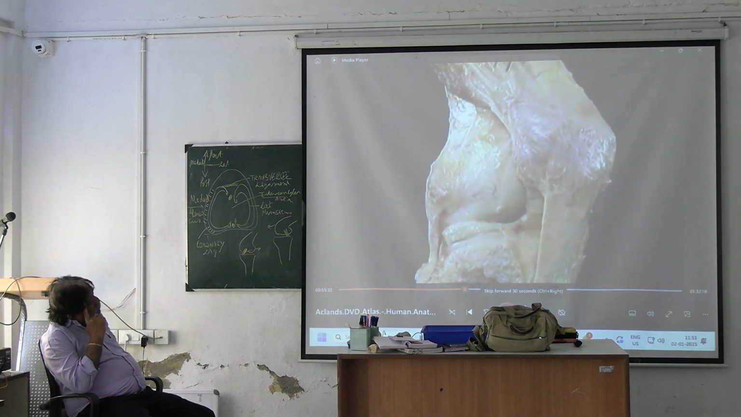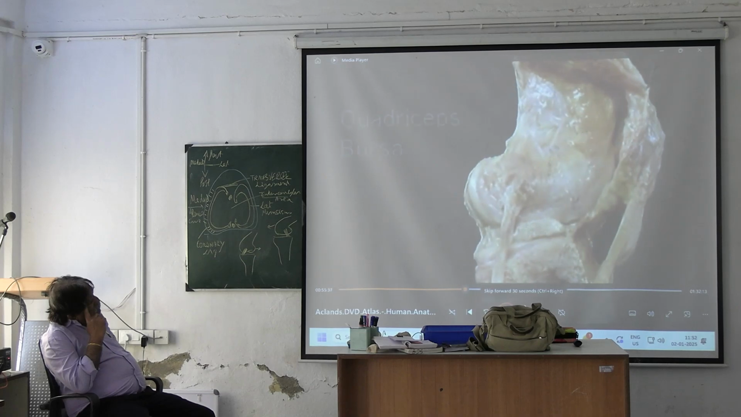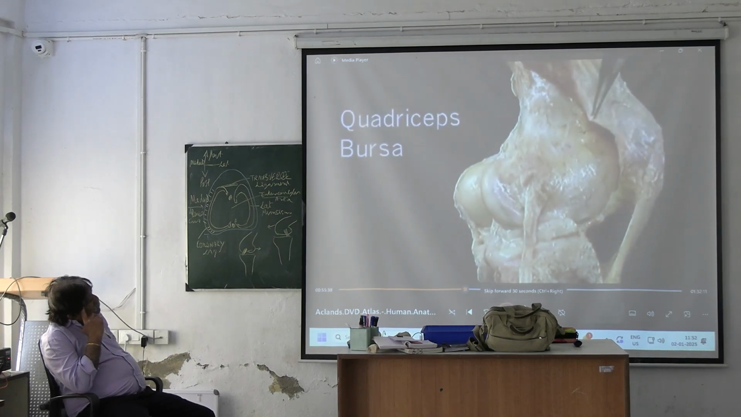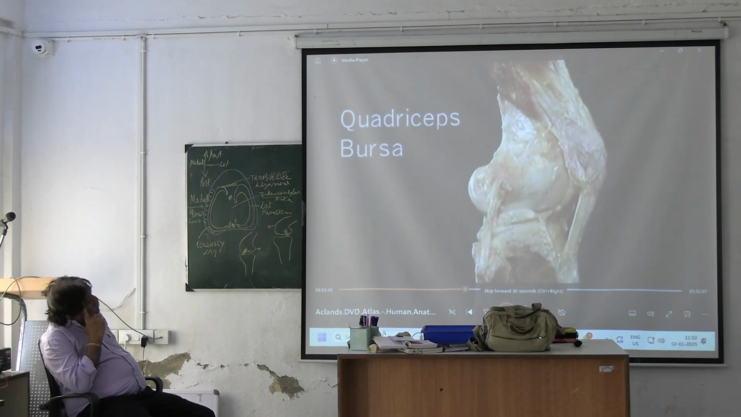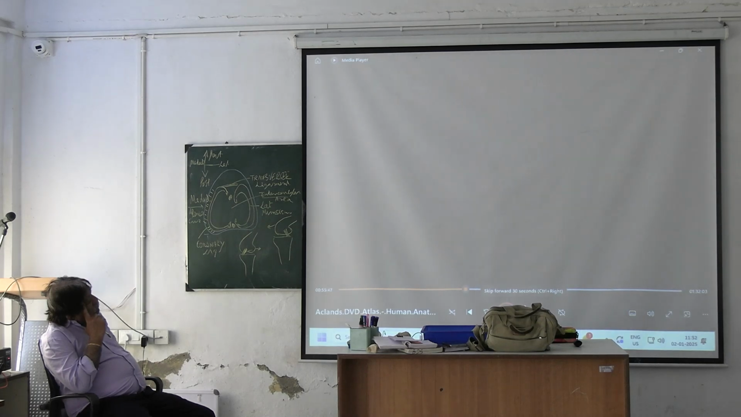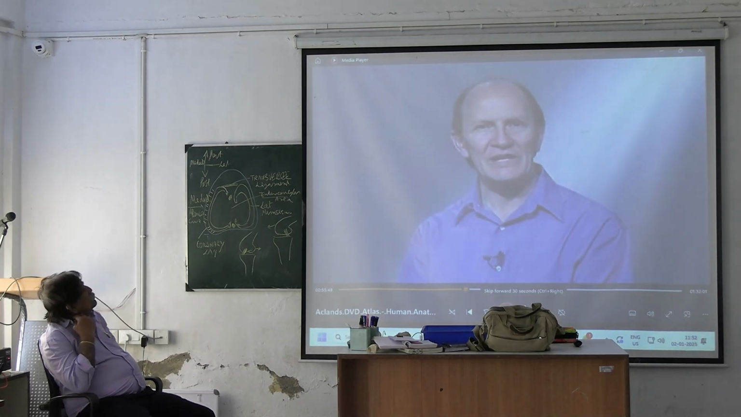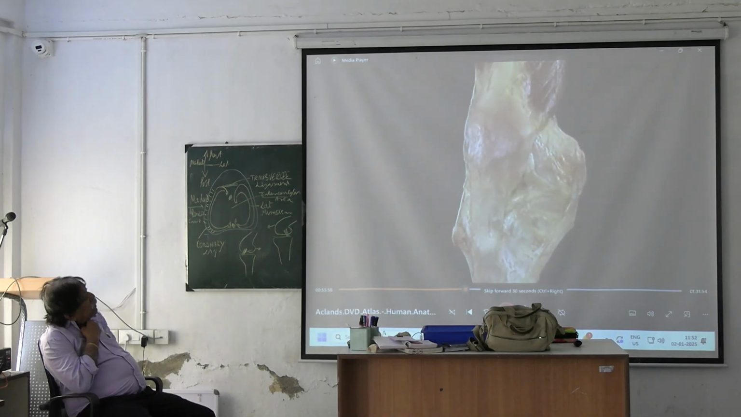Between the quadriceps tendon and the femur is an extension of the knee joint cavity, the quadriceps bursa. It's lined with synovial membrane. This lubricated pocket enables the quadriceps tendon to slide easily on the femur. Now we'll complete our picture of the knee joint by adding the fibrous capsule which encloses it. Here's the knee joint with the joint capsule intact.